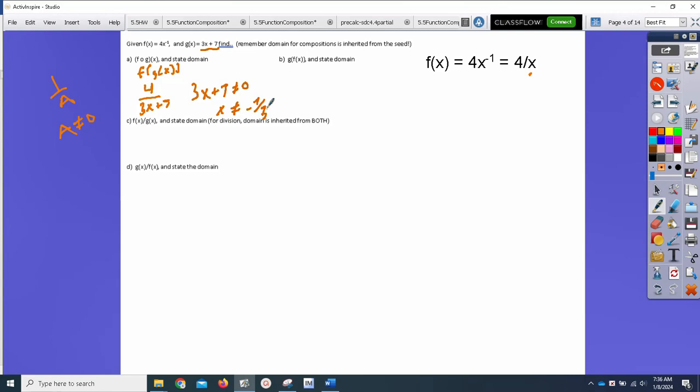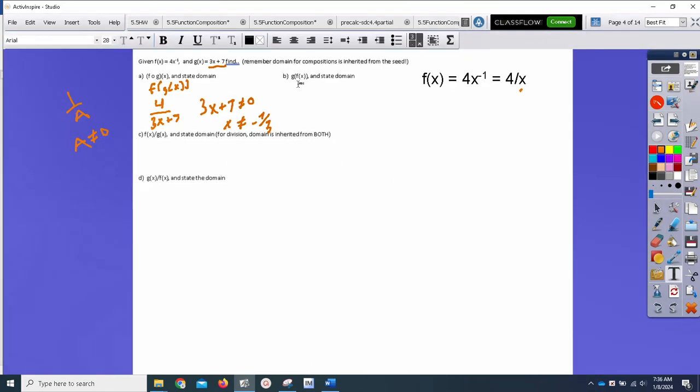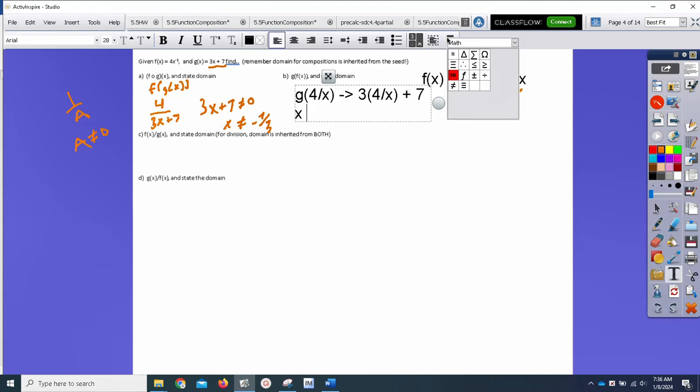Part B is g composed of f of x. This one I can type. It's not as hard to set up. So f of x happens to be 4 over x. And I'm going to replace that x right there in g with that. 3 times 4 over x. And I'm going to add 7. Now, I can't divide by 0, so x cannot be 0. It's got the easiest domain of all of them. There's my domain.